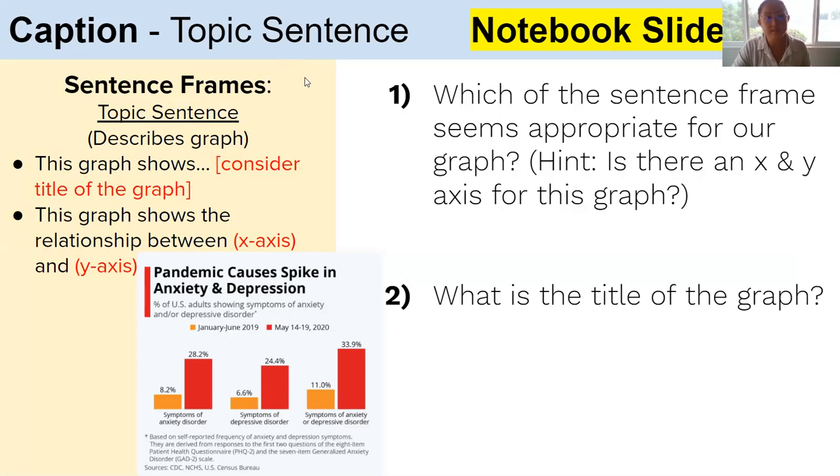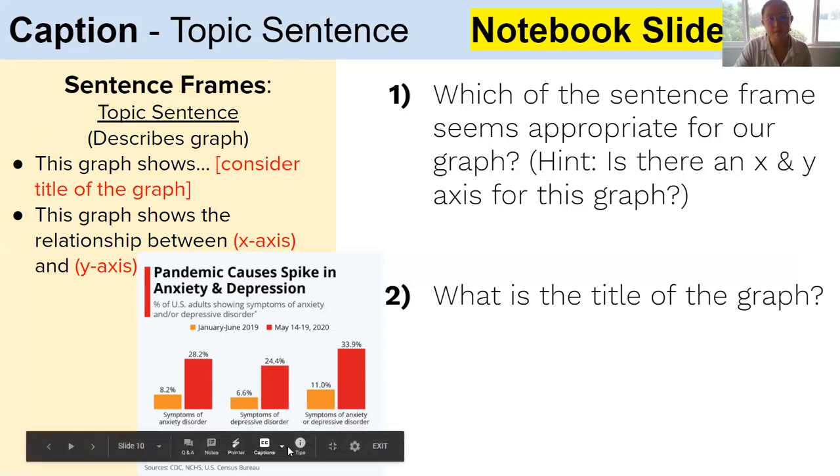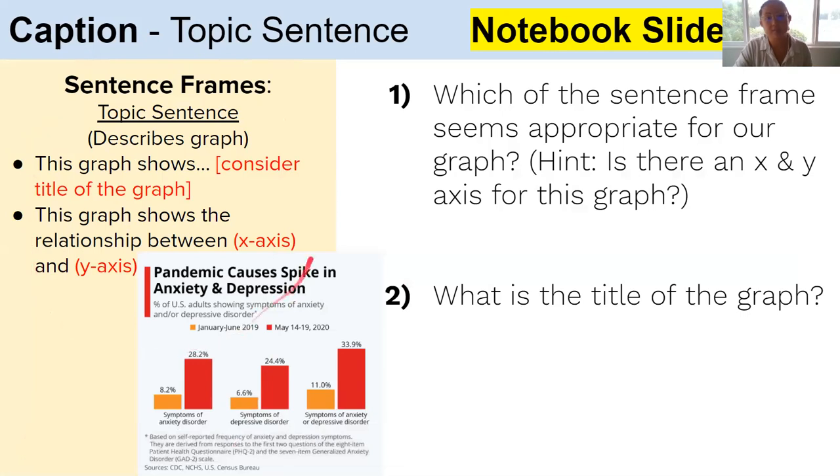For the topic sentence, let's look over here in the yellow first. You'll see here in the yellow, here are some sentence starters. So the topic sentence, you can start it as, this graph shows blank, or this graph shows the relationship between blank and blank, right? And so I want you to first look at the title of the graph that we have here. The title of the graph is saying that the pandemic causes a spike in anxiety and depression. So your topic sentence should include that, all right?